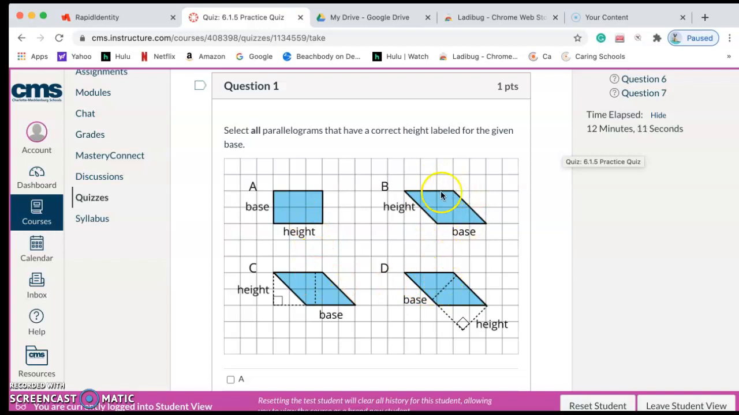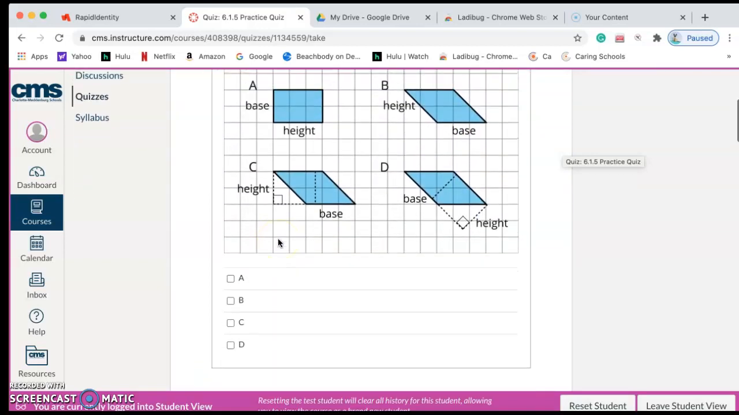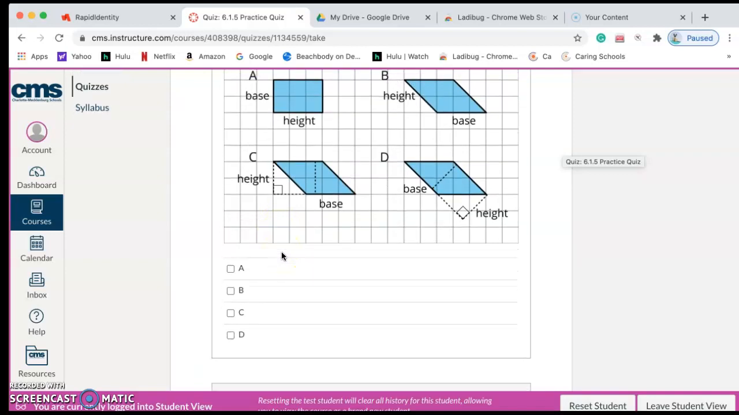Problem B does not work because there's no 90-degree angle. They'd have to have a vertical line spawning off that base perpendicular to it. Okay, so you would have selected A, C, and D had that been a test question.